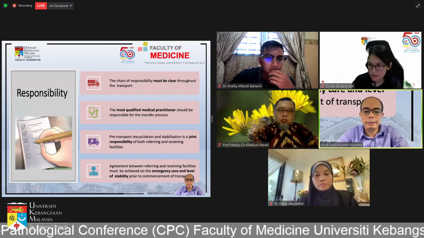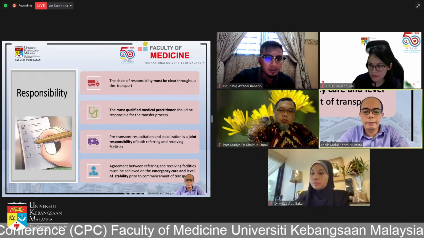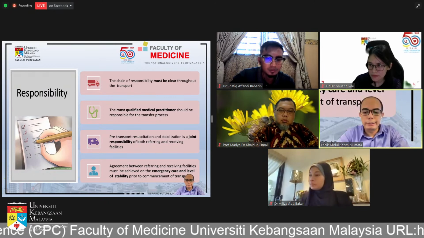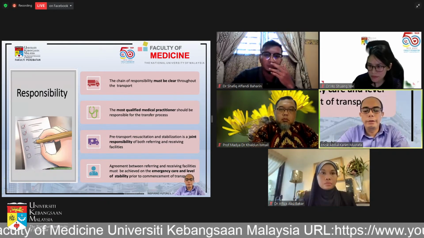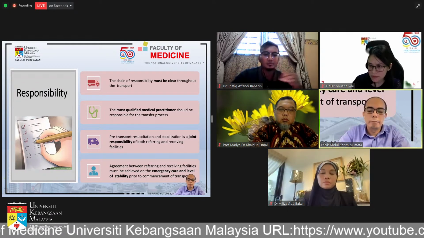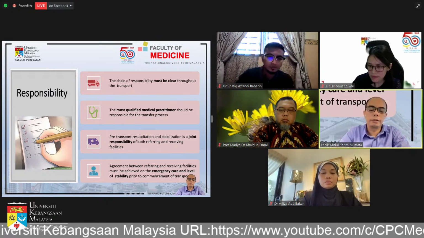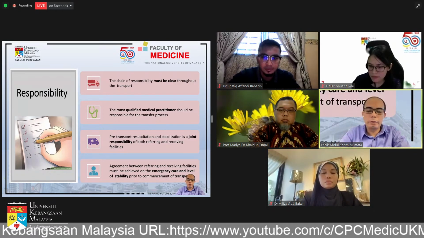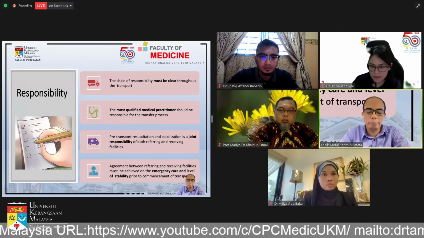So this is one of the issues that we have to make sure: the communication between both parties is continuous. Agreement between the referring and receiving facilities must be achieved on the emergency care and the level of stability prior to commencing the transport. So to make sure the patient is stabilized, then we can transfer. This is quite an interesting polytrauma patient we transfer. There are a lot of things we have to think about with this kind of polytrauma patient.